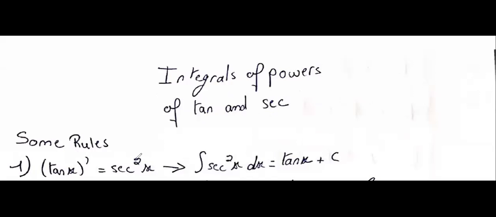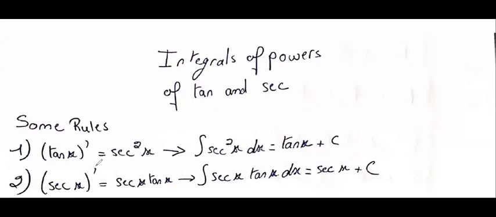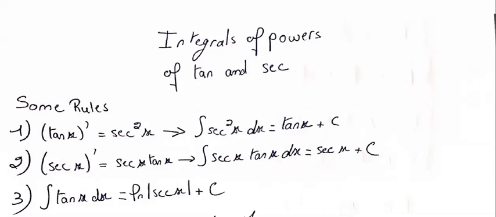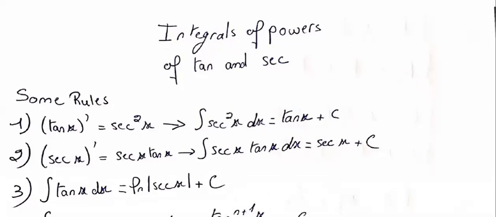The first rule is that the derivative of tangent is secant squared, which means the integral of secant squared is tangent. The second rule is that the derivative of secant is secant tangent, which means the integral of secant tangent is secant. Also, the integral of tangent is ln secant.